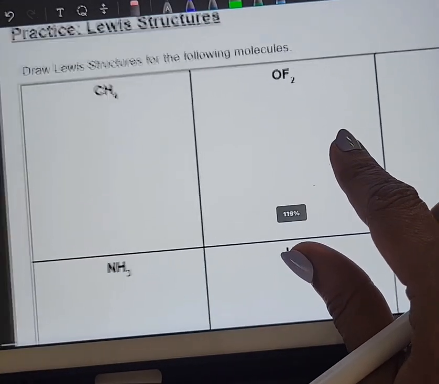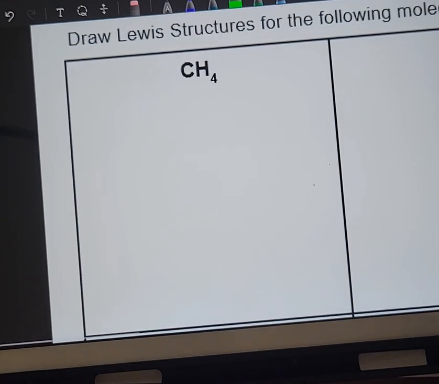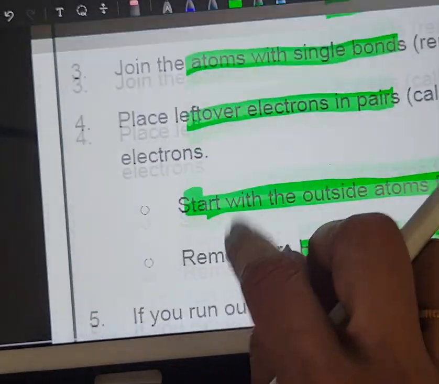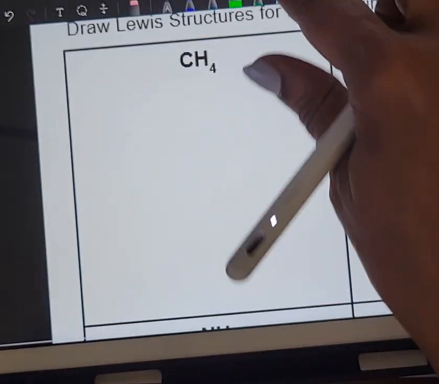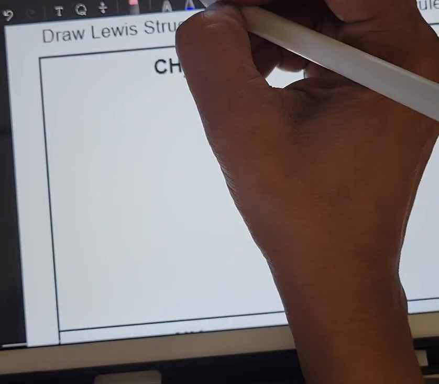Let's practice. First one, CH4. Okay, so first step, what is the first step? You have to calculate the total number of electrons. So I'm going to show you how to calculate the total number of electrons.